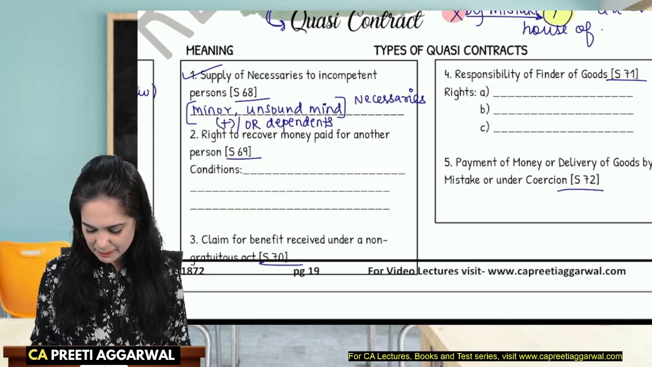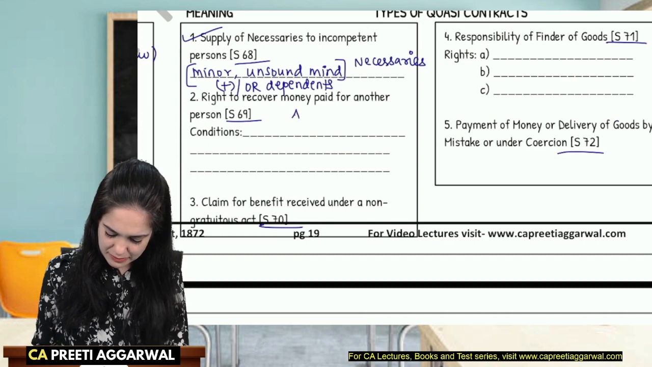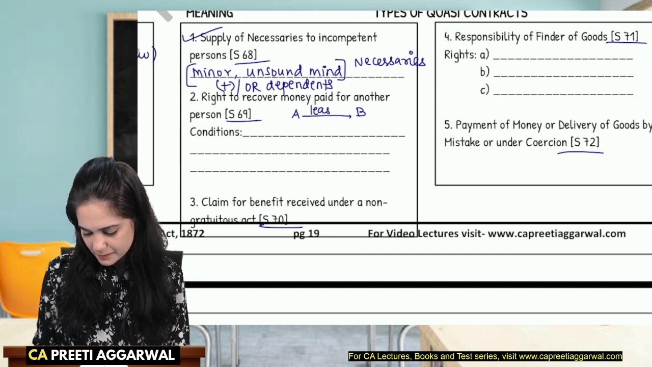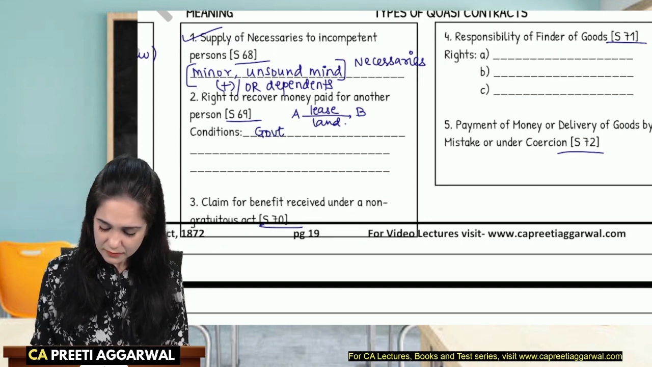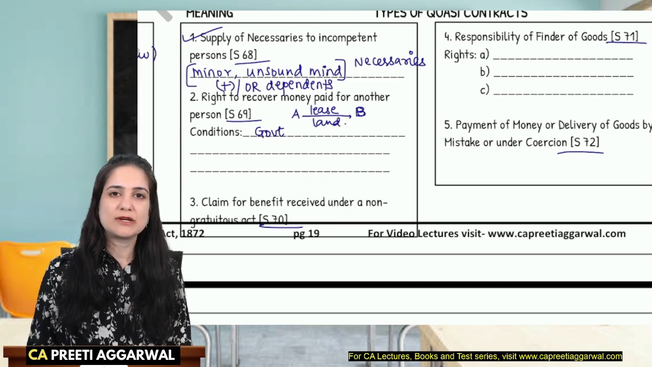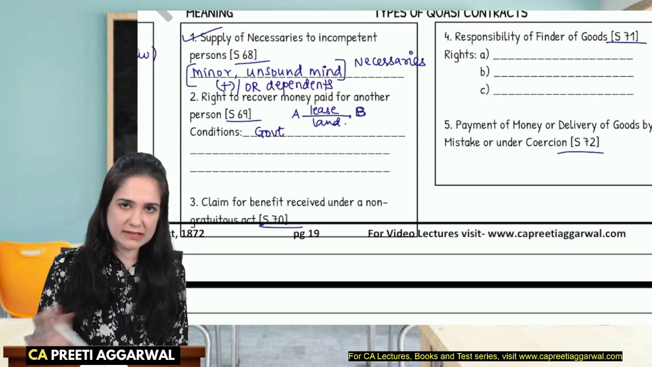Right to recover money paid for the other person. Now, let's see, for example, that A is a zamindar. He has given a land on lease to B, but he has not paid taxes on that land. The revenue is in arrears to the government. Now, under the revenue law, if the taxes are not paid, the government will sell the land, and the lease will get cancelled.